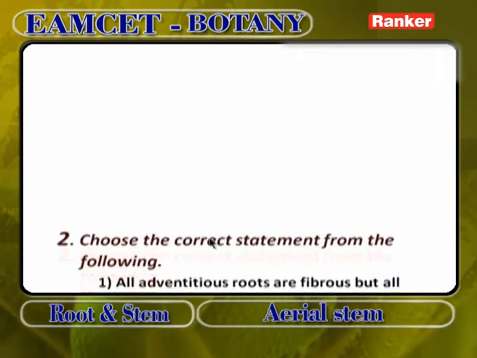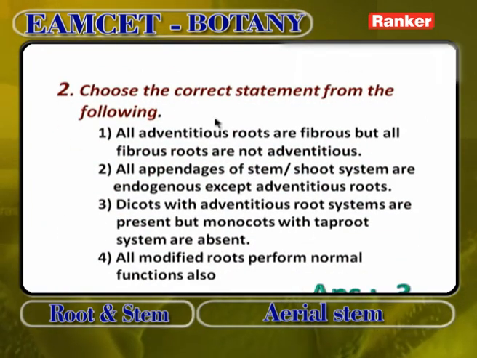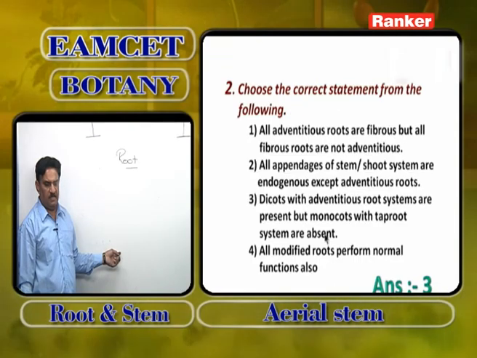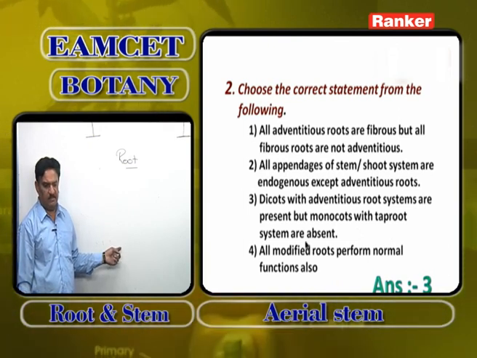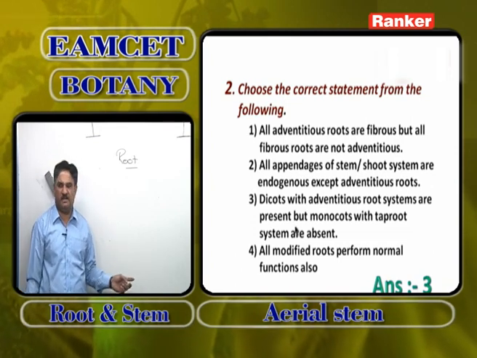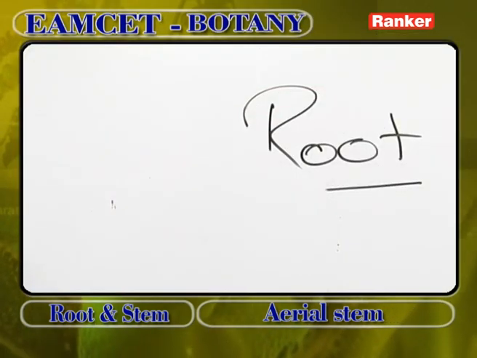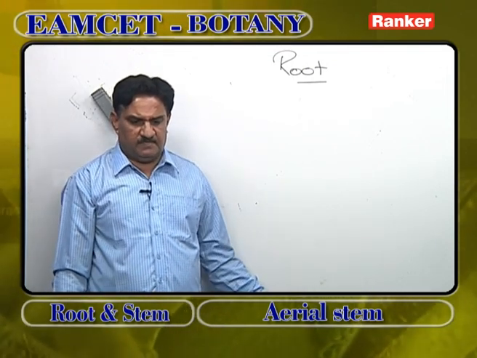Next, choose the correct statement from the following. Only third one is correct. Dicot with adventitious root system are present, but monocots with taproot system are completely absent. You don't find any monocot with taproot system, but dicots may be seen with adventitious root system like runners, suckers, stolons, offsets.